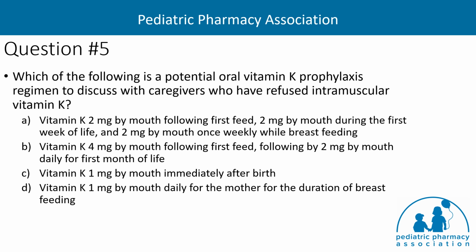Our final question of this presentation, which of the following is a potential oral vitamin K prophylaxis regimen to discuss with caregivers who have refused intramuscular vitamin K? Letter A, vitamin K 2 milligrams by mouth following the first feed with 2 milligrams during the first week of life and 2 milligrams by mouth once weekly while breastfeeding. B. Vitamin K 4 milligrams by mouth following the first feed with 2 milligrams daily for the first month of life. C. Vitamin K 1 milligram by mouth immediately after birth. Or D. Vitamin K 1 milligram by mouth daily for the mother for the duration of breastfeeding.